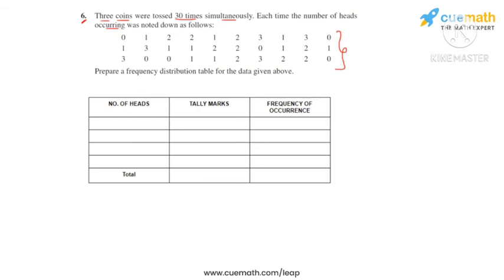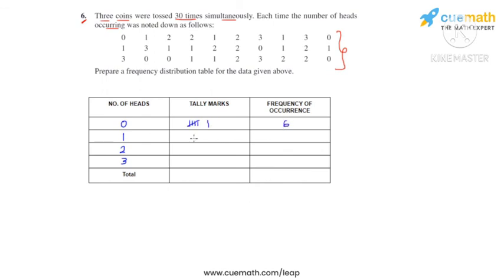So we can have different possibilities as seen from the data which is given to us, that head may not occur at all, that is 0 times. Head may occur once, that is 1 time. It may occur 2 times, so 2. Or it may occur in all the 3 coins, so it can be 3. So now let's see what is the frequency associated with the different cases that we have. So for 0, the frequency is 6, so we write tally marks as 6. And the frequency is 6.